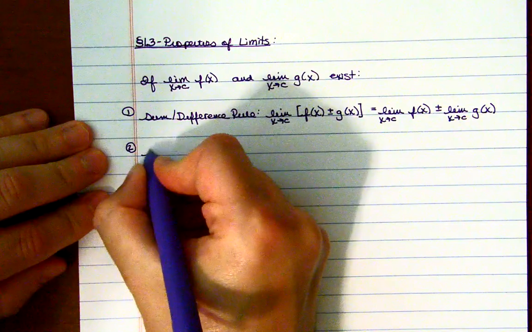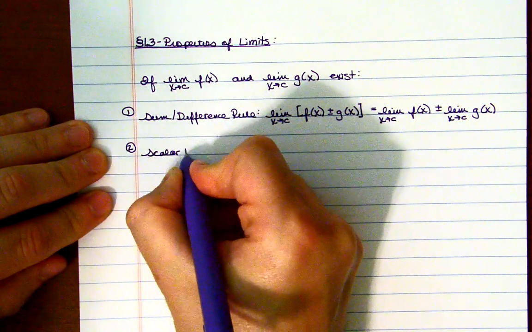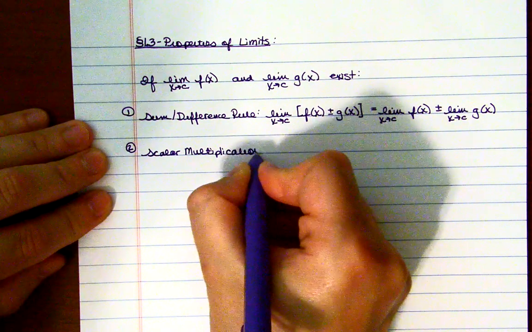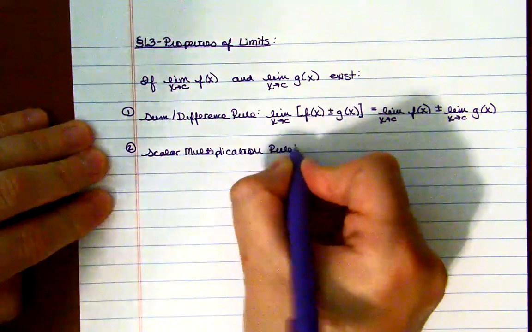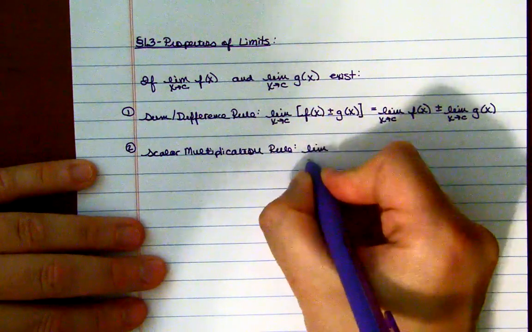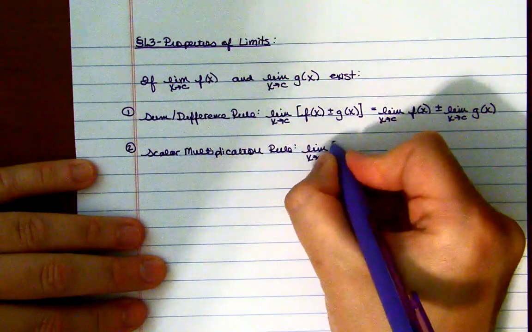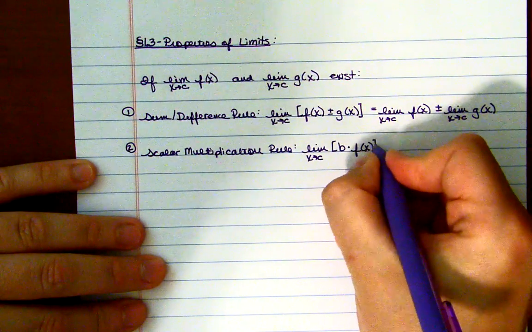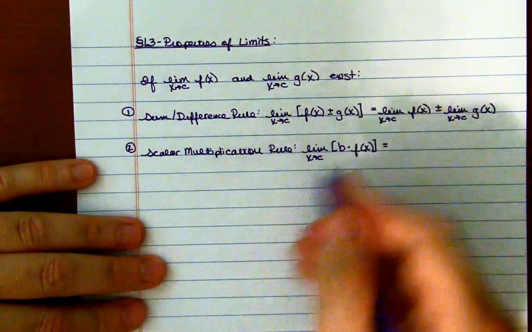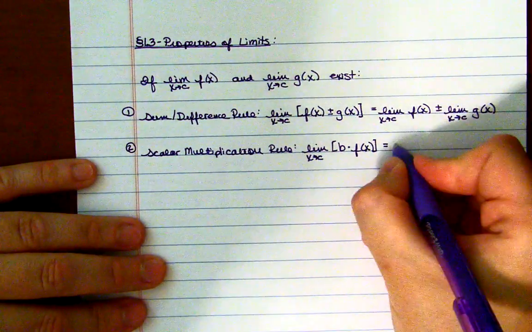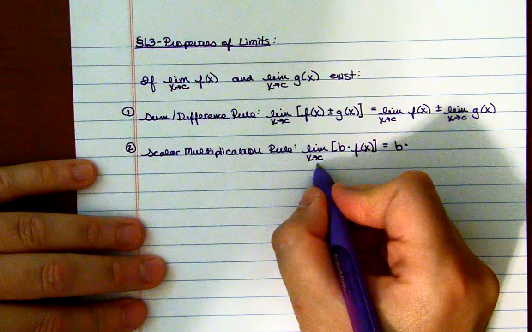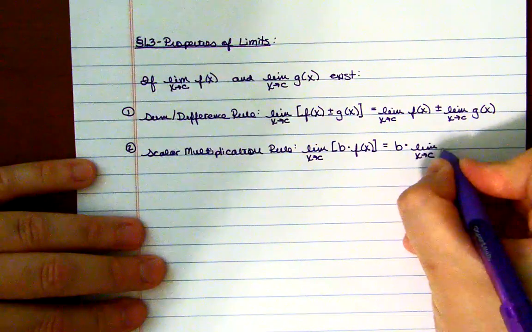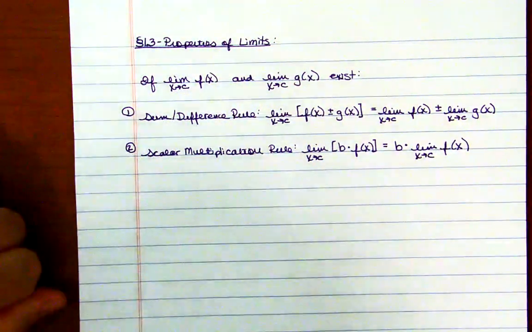We then have a scalar multiplication rule. Which says the following. If I want to do the limit as x approaches c of some scalar, remember which is just a fancy word for constant, times my function f of x, well, I can take this constant out front before my limit and say b times, let's just do the limit as x approaches c, of that f of x piece. If I have a constant inside my limit, I can just move that out front.